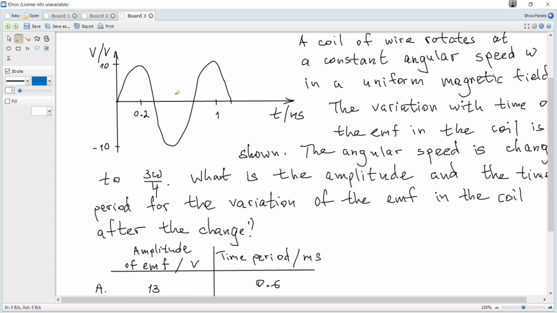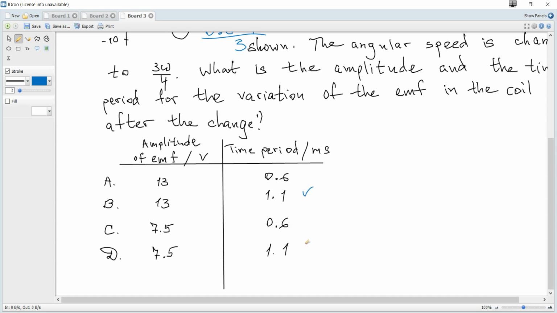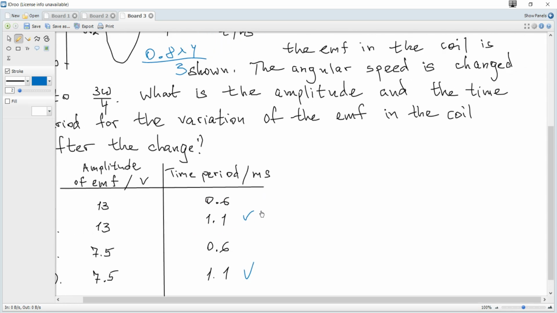of 3 over 4. And from the graph we can see that the time period is 0.8 milliseconds and decreases, so we divide by 3 over 4. It's the same as multiplying by 4 over 3. 4 over 3 is greater than 1, so 0.8 multiplied by a value greater than 1 is definitely 1.1, not 0.6. What about the amplitude of the induced EMF?